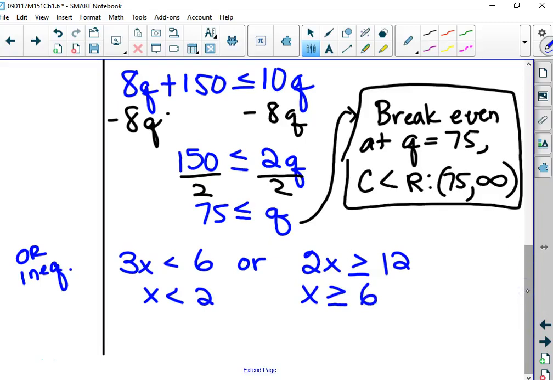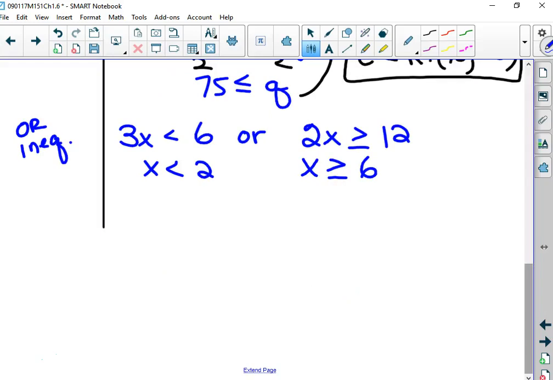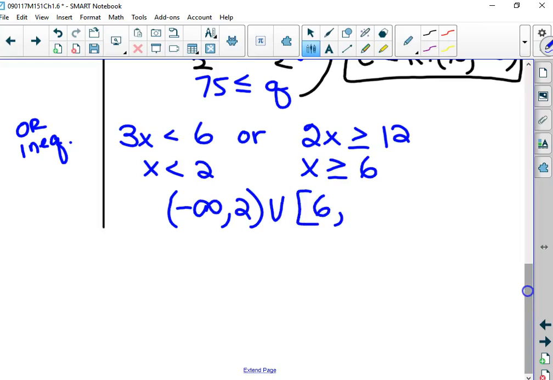These OR inequalities tend to point in opposite directions. And I want you to see this. This is the only reason I'm showing you this: what the interval notation looks like. So x is less than 2. We go negative infinity to 2. And then we use this symbol, union. It just means and also x is going to be, sorry, I need a square bracket there. It'll go from 6, including 6, to positive infinity. Okay, there we go. All right.